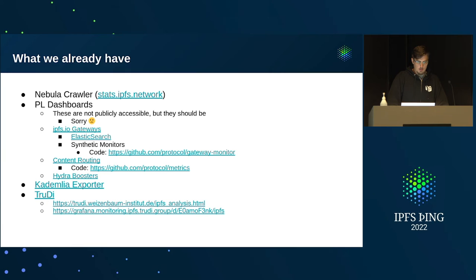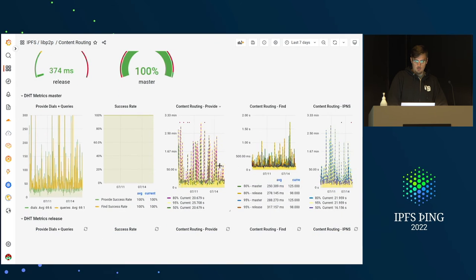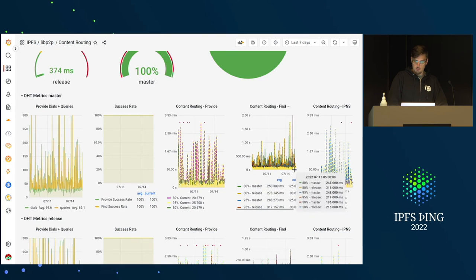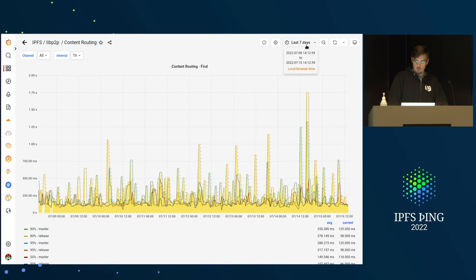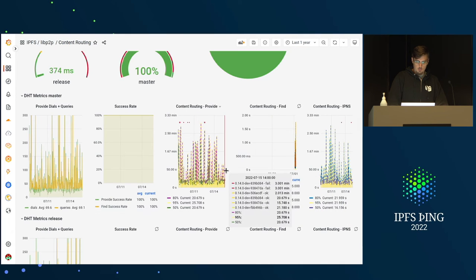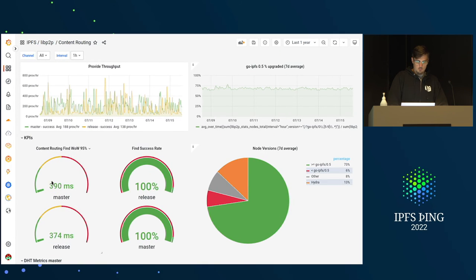There's a nice content routing dashboard that we have. So we have a system that periodically puts records into the network and then measures how long it takes to get them back out. And so these are the KPIs that we track for the DHT, for example. This one is pretty important. It might take a while to load. But yeah, we have this system that does DHT queries and puts and stuff and measures things. And we get an overall view of how the DHT is performing.